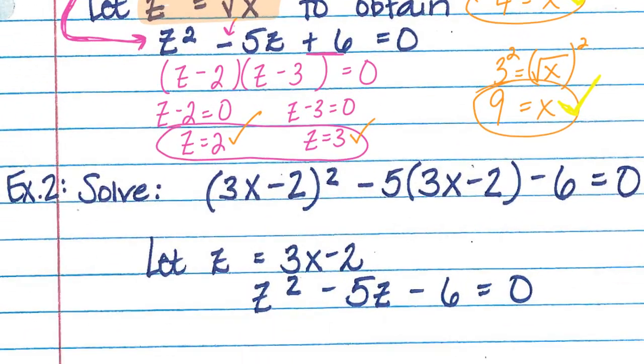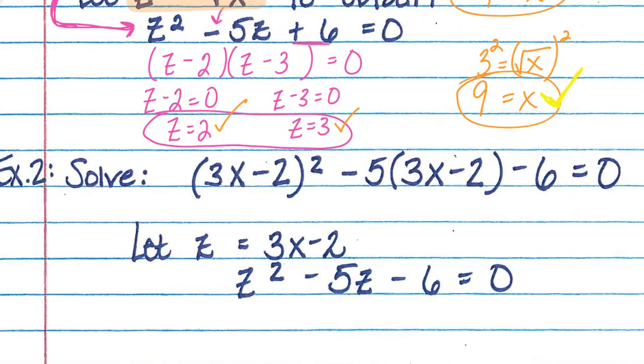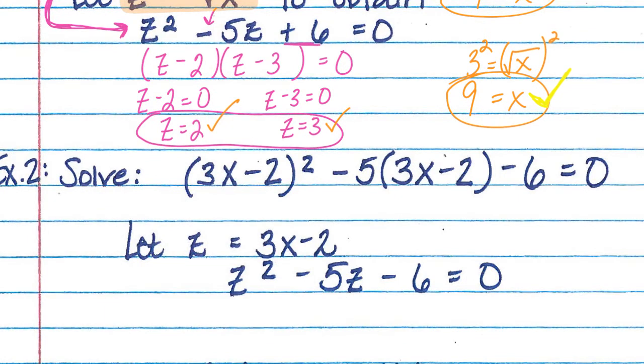This one looks a little easier, and I have it started to work out for you. So notice I have 3x minus 2 quantity squared minus 5 times 3x minus 2 minus 6. And my hint that I always give my students is, let's look at this middle term, the non-squared term, to see how we could solve this. So I'm going to let z equal 3x minus 2. And yes, these all look the same, kind of on purpose. So I end up substituting this 3x minus 2 with a z squared minus 5z minus 6.